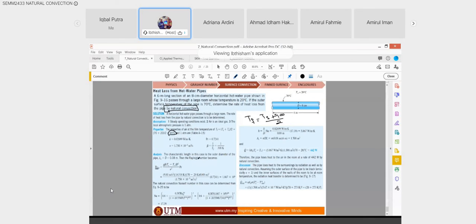Apart from the table, beta you need to calculate, the volume expansion coefficient. This is basically 1 over TF. Your TF is 45, plus 273, you need to calculate this in Kelvin. So 1 over 318. So beta does not come from the table, you need to calculate it, because you will use beta in your Rayleigh number calculation.